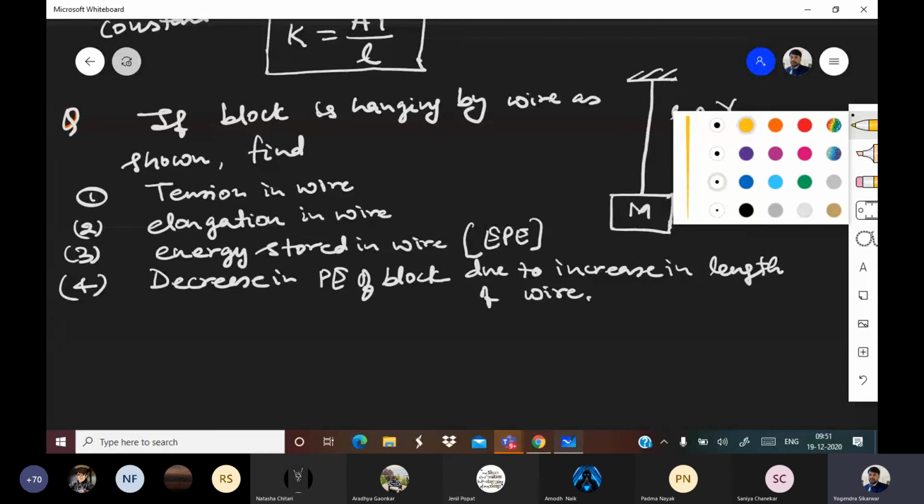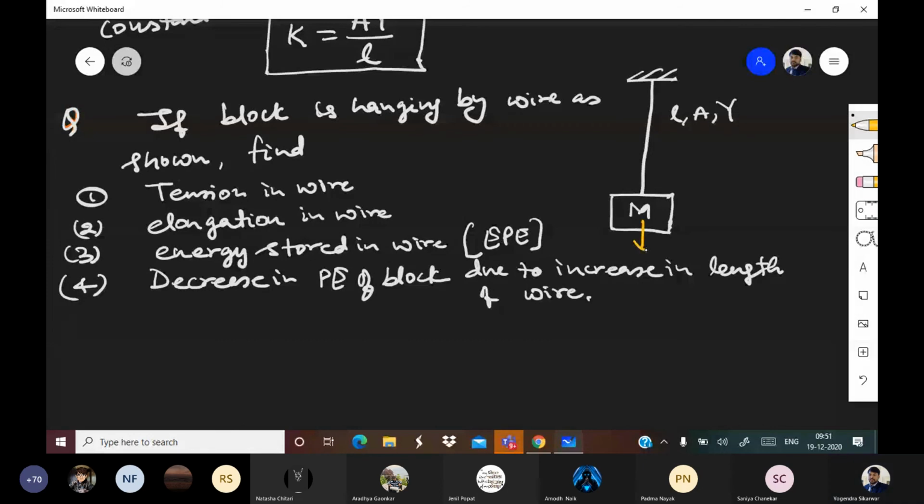So tension in wire is quite easy to solve. Mg is acting downward, tension is acting upward, and the block is hanging in equilibrium. So T minus Mg is equal to 0. T comes out to be Mg.